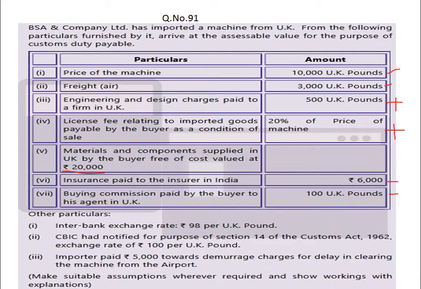Interbank exchange rate is not considered. So we need to consider the CBIC rate. CBIC has notified, for the purpose of section 14 of the Customs Act 1962, the exchange rate as 100 rupees, so this rate is taken. Then the importer paid rupees 5,000 towards demurrage charges for delay in clearing the machine from the airport. That is demurrage charges. So make suitable assumptions as it is.